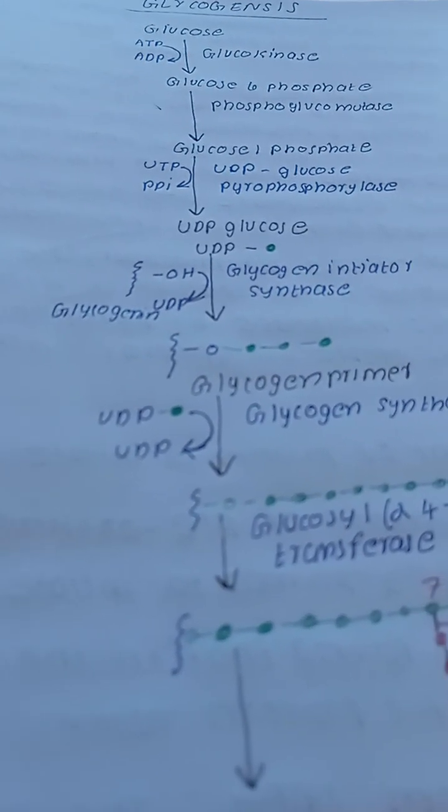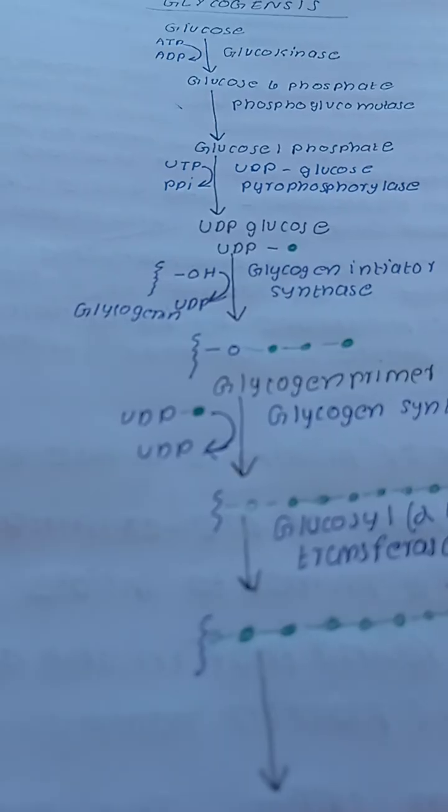The main function of glycogen is to maintain blood glucose level. During meals, glucose is stored as glycogen in the well-fed state. When we are fasting, this stored glycogen is used for producing ATP for other purposes.